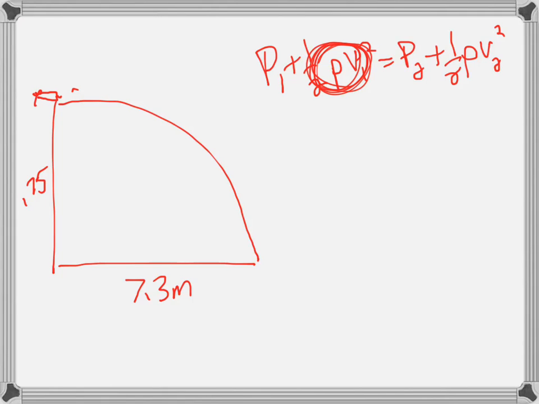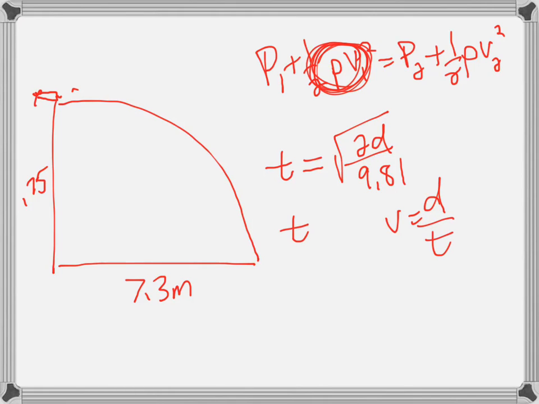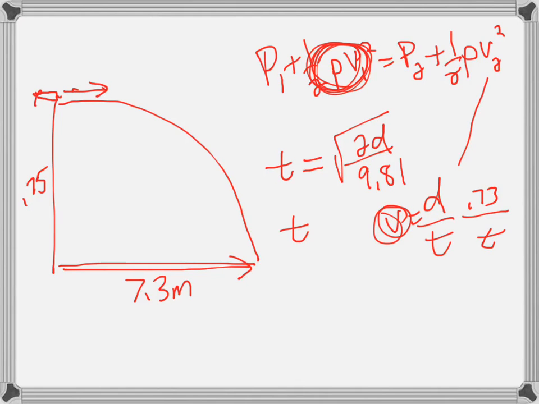Well, we can do some trajectory physics and work it backwards. We know that the time it takes for something to fall a certain distance is the square root of 2d over 9.81, and the d is 0.75 meters. So you can figure out how much time it took to fall, and once you know how much time it took to fall, we know that velocity equals distance divided by time. And so during that time of fall, it went over 0.73 meters. So we could take 0.73 divided by the time it took to fall, and we'd have our velocity of the water coming out of the gun, which would be the velocity right there.